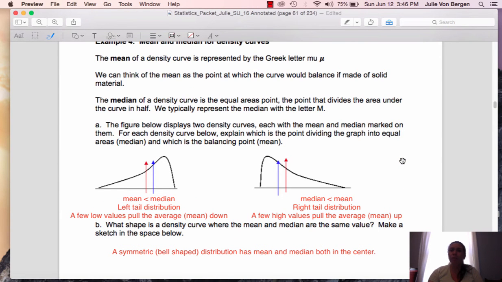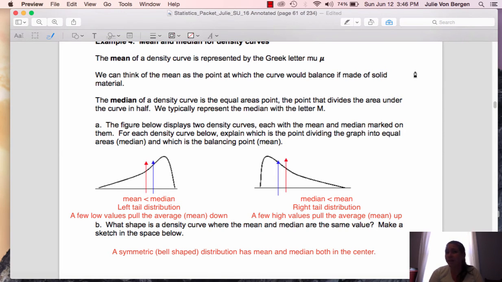Example 4 looks at the mean and median for density curves. The mean is another way of saying the average, remember. The mean of a density curve is represented by this Greek letter mu, and it looks like a cursive M. We can think on the graph of the mean as the point at which the curve would balance if it was made of solid material. Like a teeter-totter, it's the point where you would get both sides to balance evenly. If you've ever sat on a teeter-totter with a heavier person and a light person on one side, you know the heavier person has to move closer to the center to balance it.